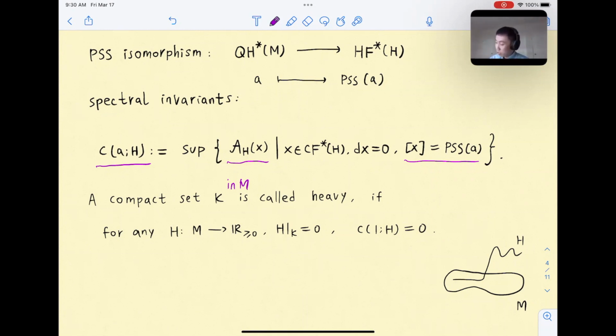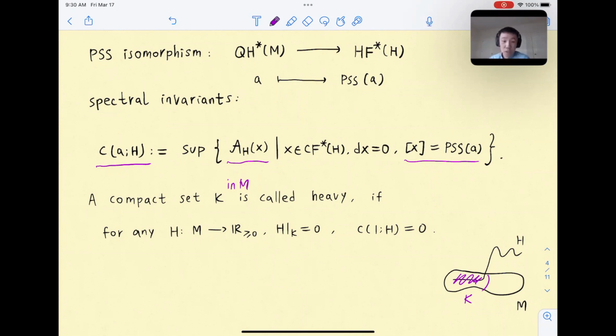That is, suppose this is our compact set K, then we consider those Hamiltonian functions which are 0 on K and globally non-negative, and we calculate the spectral invariant. If c(1, H) equals 0 for any such H, then this compact set K is called heavy. So that's the definition of heaviness.